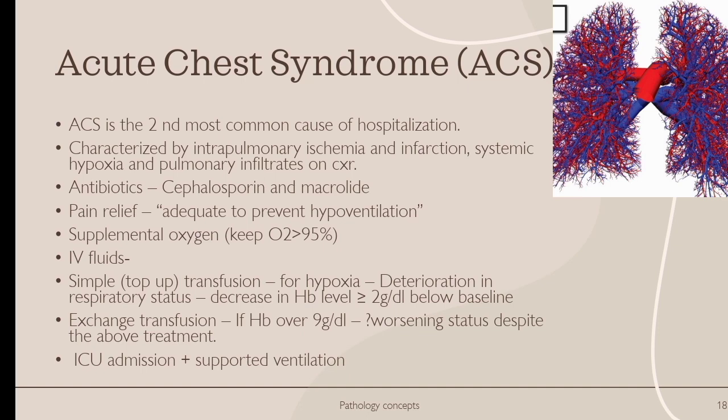The next is acute chest syndrome, ACS. It is the second most common cause of hospitalization. It is characterized by intrapulmonary ischemia and infection, systemic hypoxia, and pulmonary infiltrate in the chest X-ray. Antibiotics of choice are cephalosporins and macrolide. Pain relief should be adequate to prevent hypoventilation. Keep O2 more than 95% and supplement O2. IV fluids are required for hydration. Simple blood transfusion and exchange transfusion are required according to the patient's condition. ICU admission and supported ventilation are also required if the condition worsens.